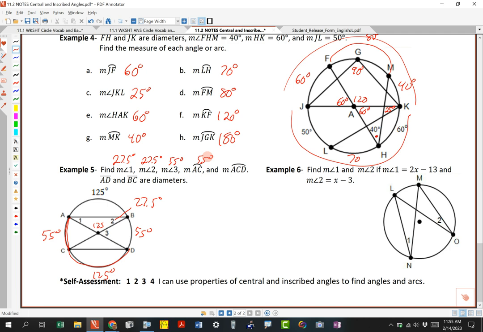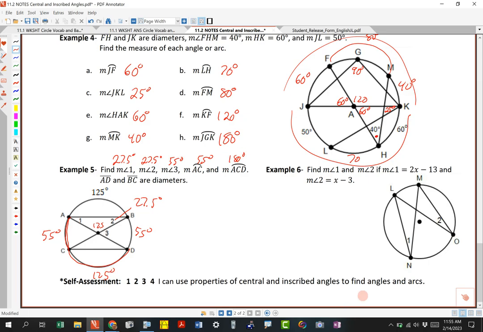And what about ACD? Did we need any of these extra pieces to figure out what ACD was? Why not? Zach? Yep, you're right. It's a diameter, and a diameter cuts it in half, so that means it would measure 180 degrees. Everybody good there?